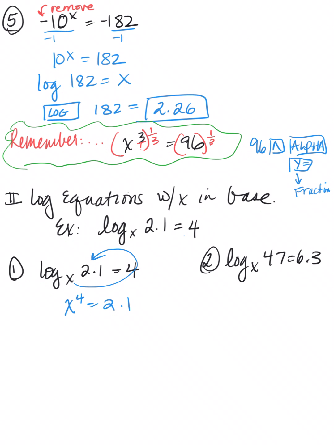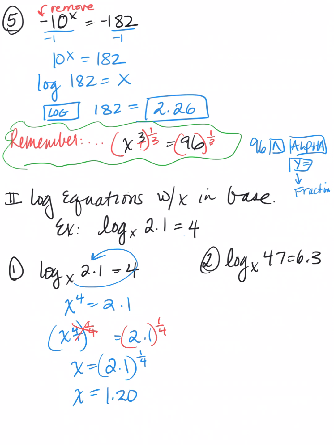All right, I don't want x to the 4th. I just want x. So I'm going to say x to the 4th, but remember that's like 4 over 1. So to get rid of it, I'm going to raise it to the reciprocal power, the 1/4 power. All right? When I do that, these over here cancel out, and I'll end up with just x equals 2.1 to the 1/4 power, and I will show you how to put that in your calculator momentarily. But when I do, I get x equals 1.20.